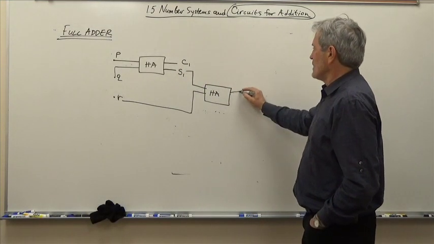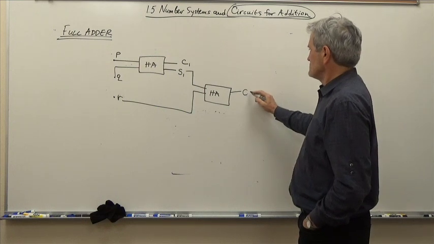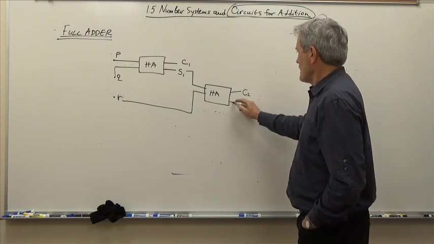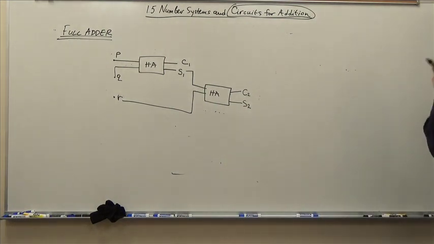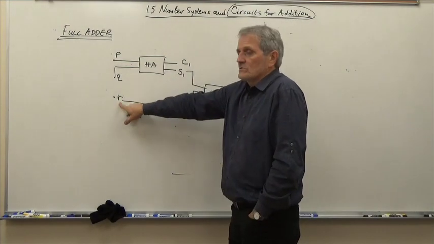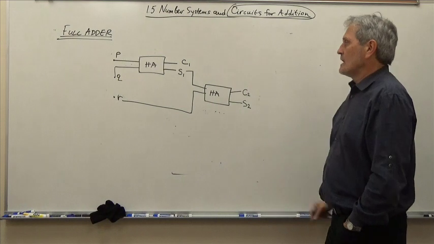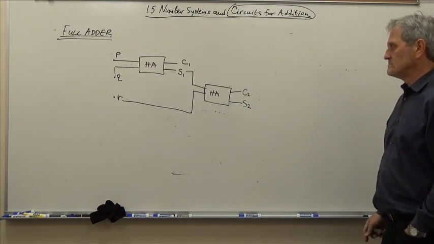And that will give me what? It will give me another carry, and it will give me another sum. Okay? Same way we explained it before, because this is just digit 0 or 1, this is 0, 0, 1, how you got it doesn't matter. I'll use my half adder, and that will produce carry and the sum.